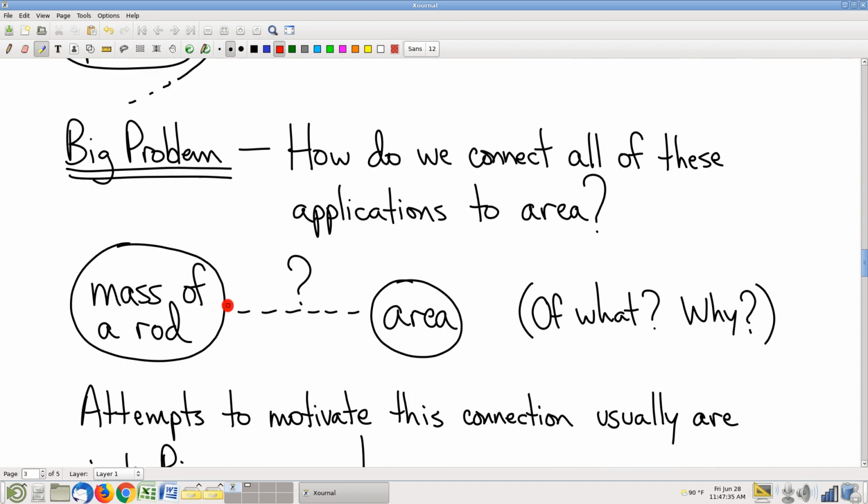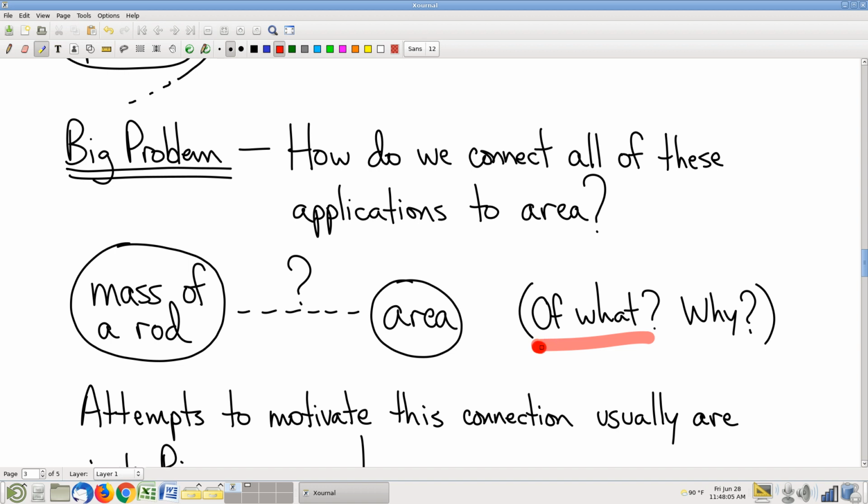I want to know the mass of a rod. What is the nature of this connection to our hypothetical definition of an integral, namely area under some curve? Well, if you say mass relates to area, what area? There's no area in this question. We have a rod. It's a one-dimensional rod.